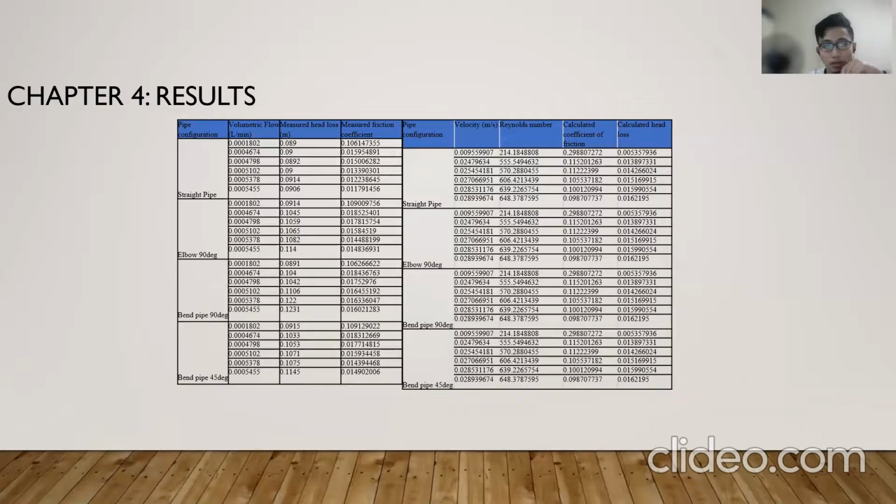So here we have the calculation data for the pipe configuration: the volumetric flow, measured head loss, measured friction coefficient, velocity, Reynolds number, calculated coefficient of friction, and calculated head loss.